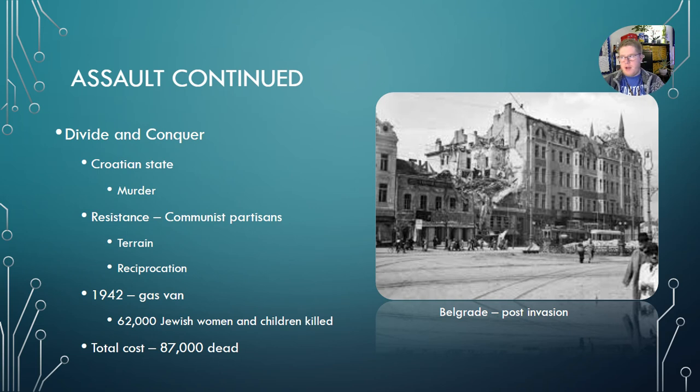By 1942, one of those Kaiser coffee gas vans that we've talked about will arrive in Belgrade, with about 62,000 Jewish women and children being killed using that. So the total cost in Yugoslavia has about 67,000 Jews and 27,000 Roma being killed on Yugoslavian soil once they were essentially conquered by the Nazis.